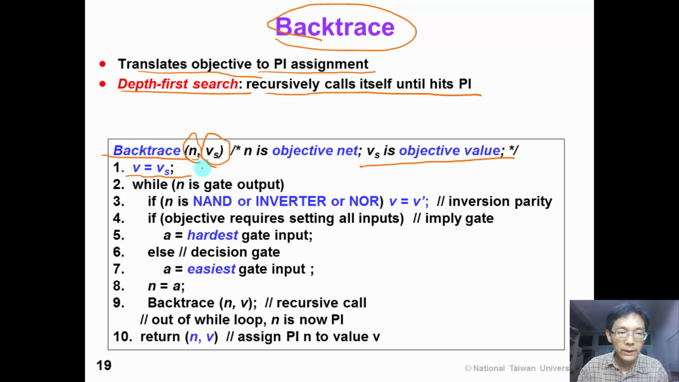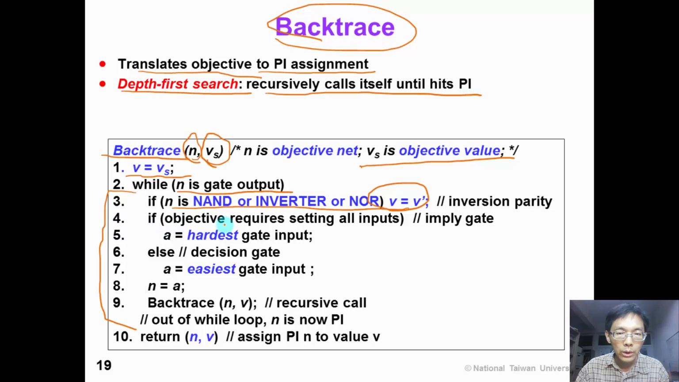Initially, we assign V equal to Vs, and then we have a loop while N is a gate output. Along the backtrace path, if the gate N is a NAND gate, NOR gate, or inverter, then we flip the objective value. This is to keep track of the inversion parity.